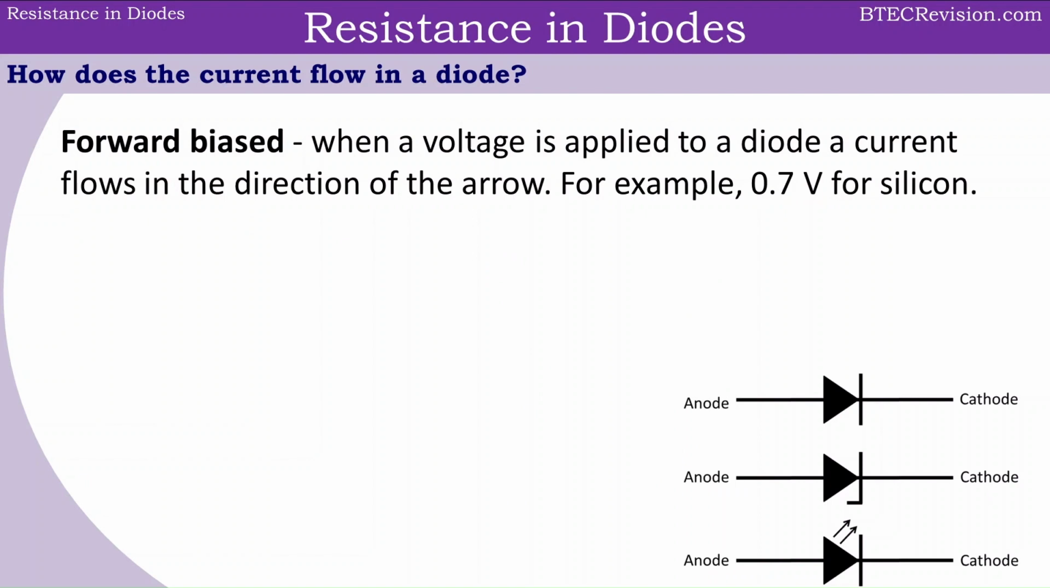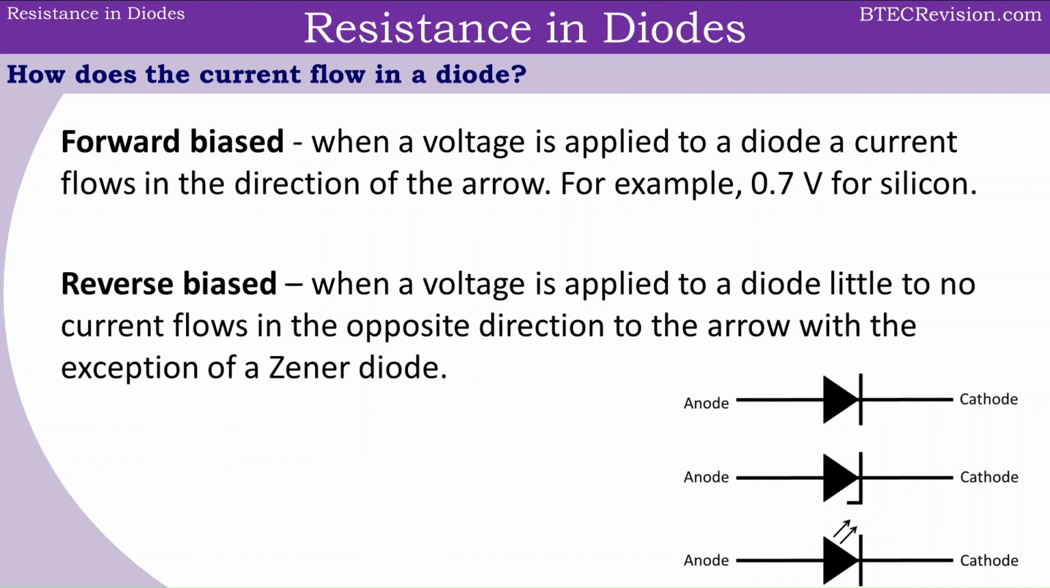What about current? How does it flow in a diode? The second way is a reverse bias, and this is when a voltage is applied to a diode and no or little current would flow in the opposite direction to the arrow, with the exception of a Zener diode.